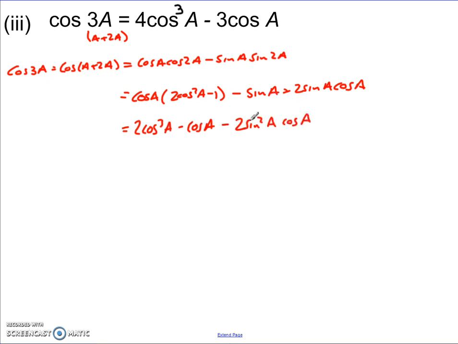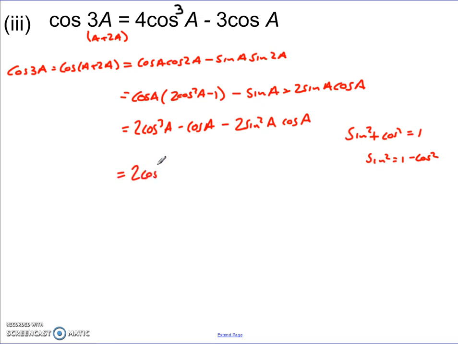Now, I'm looking at this and I've still got a sine in there, but I want rid of sine because it's purely in terms of cos. Well, think back and remember that sine squared plus cos squared is equal to 1. I can rejig that and write it as sine squared equals 1 minus cos squared. And if I was to use that version in here instead of sine squared, I would get rid of the sines and I would have something purely in terms of cos. So let's have a go at that.